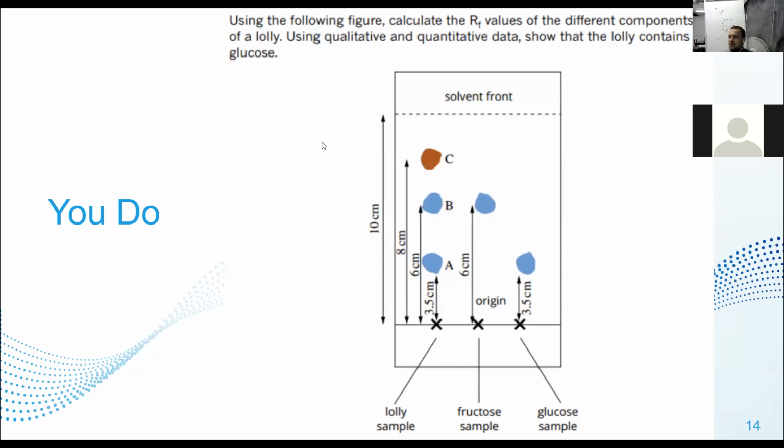So the known glucose sample on the right is the same as the first spot in the lolly sample. Paper chromatography is a crude method in comparison to others.